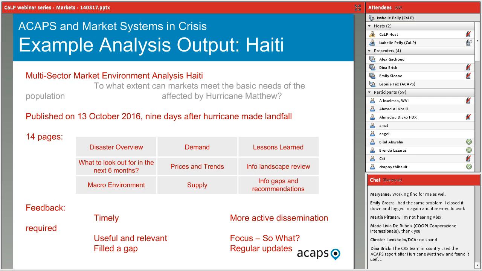Thanks so much, Leonie. Are there any questions, points of clarification for Leonie on the new product and I suppose ACAPS's plans going forwards? If not, then do think about them as we go through the rest of the session. I think this is a really useful new way of aggregating analysis, and fantastic to hear that it could be done so quickly after the Haiti hurricane in particular.